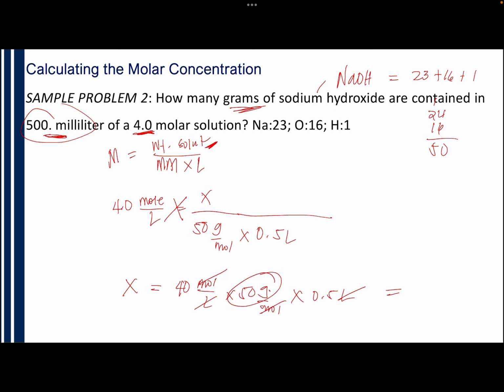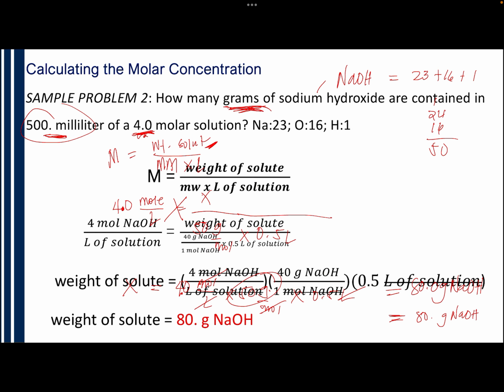So we can now calculate the weight of solute as 8.0 gram NaOH. Sorry, 4.0 times 40 gram times 0.05 is equals 8.0 gram. So following the significant figure, we have two significant figures. So we will round the final answer into two significant figures. Gram NaOH.